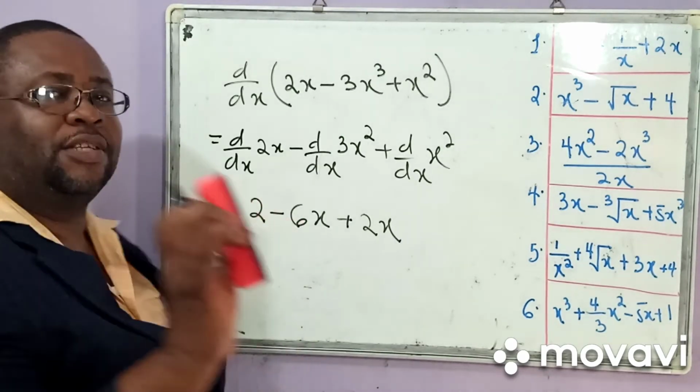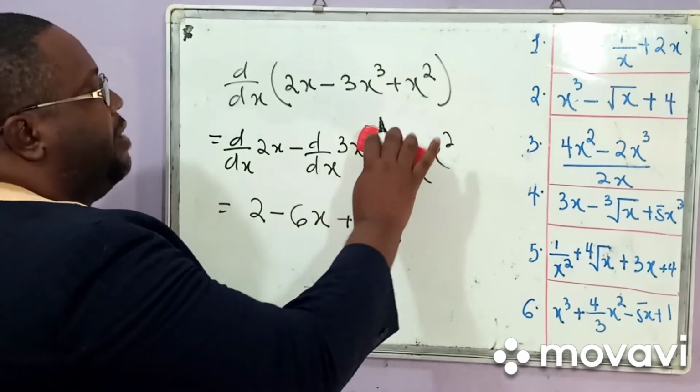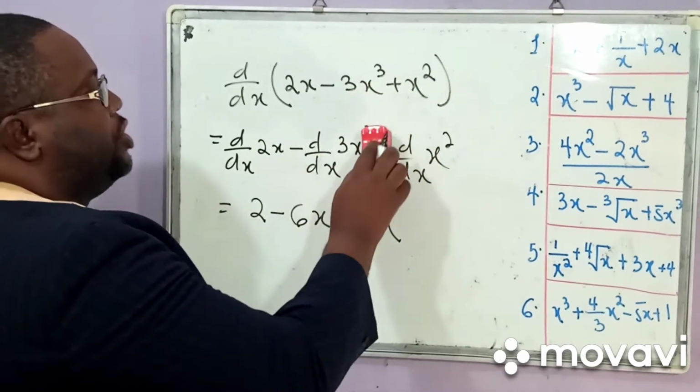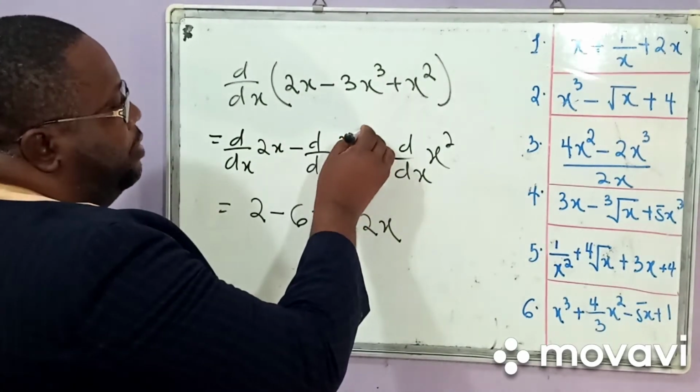Sorry please, there is a little error. While writing this down, I made a mistake here. So can we correct it? This is 3x cubed, not squared please. This is cube.